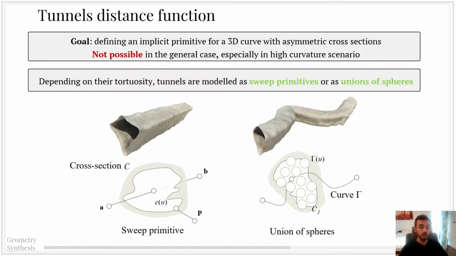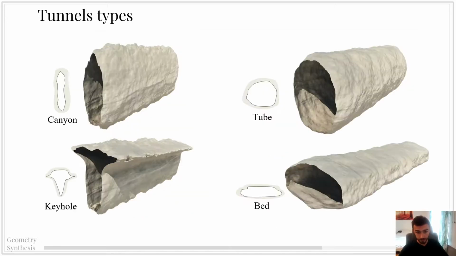This scheme guarantees that we keep a continuous 1-Lipschitz function at the cost of additional memory because of the need for instantiating a large amount of spheres. I will not go through all the details here and invite you to read the paper for more information. Instead, let's go on to the results. Our sweep primitive is versatile and can reproduce a wide variety of tunnel shapes as identified in geomorphology.